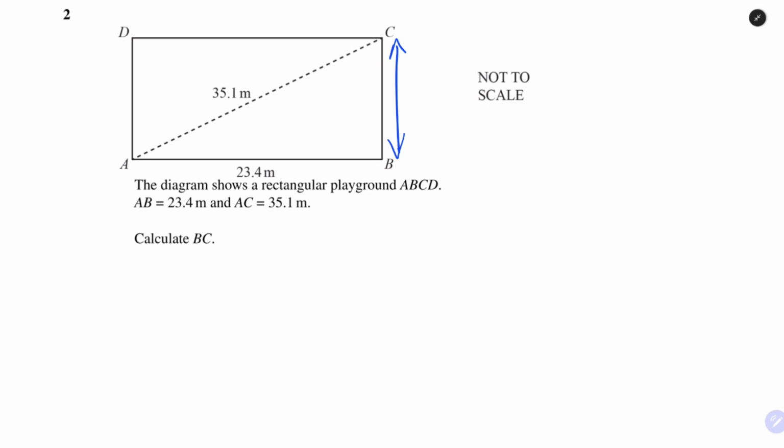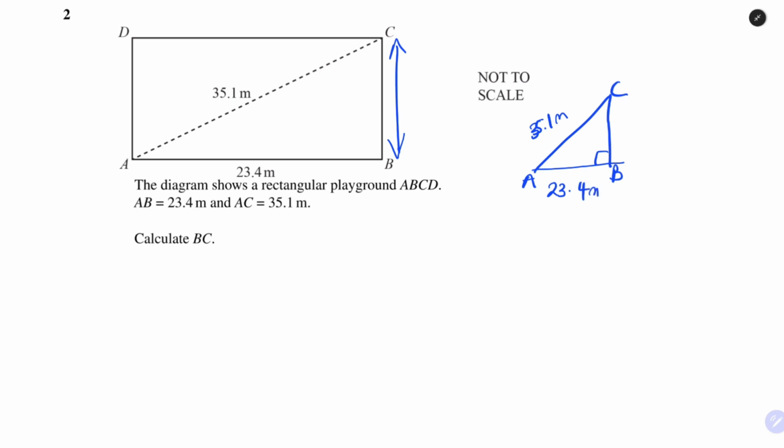I would advise you draw out the triangle here. So I have this, just a sketch, it doesn't need to be perfect. Okay, this is B here, this is C, and this is A. I know AC to be 35.1 meters. I know AB to be 23.4 meters. And I've been asked to calculate BC.